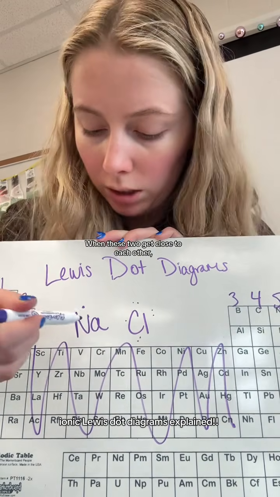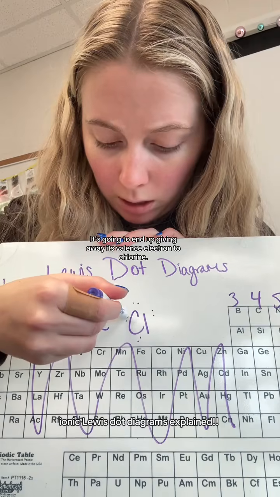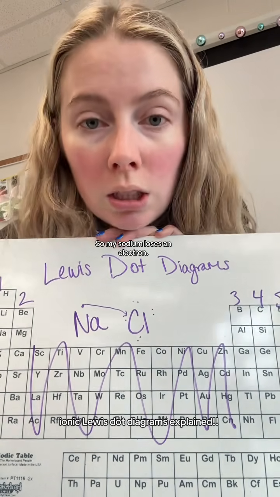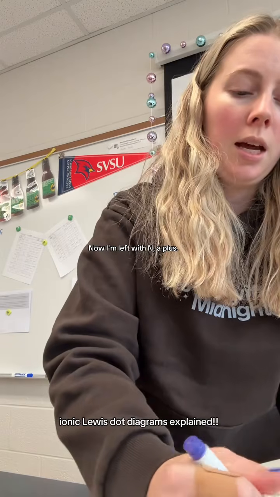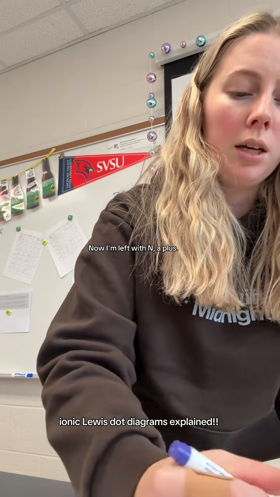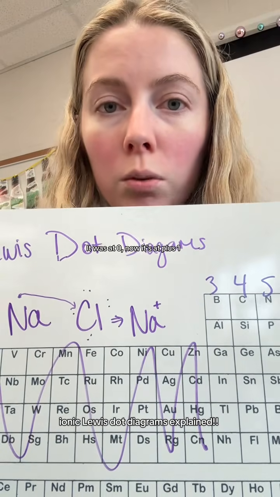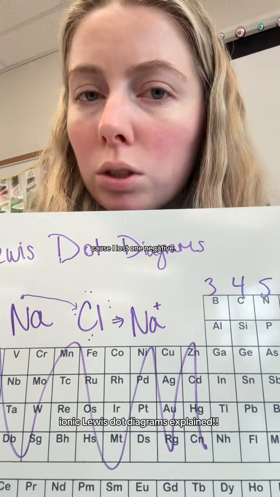When these two get close to each other, sodium has no chance. It's going to end up giving away its valence electron to chlorine. So my sodium loses an electron. Now I'm left with Na plus. Why plus? Because it lost a negative electron. It was at 0, now it's at +1 because I lost 1 negative.